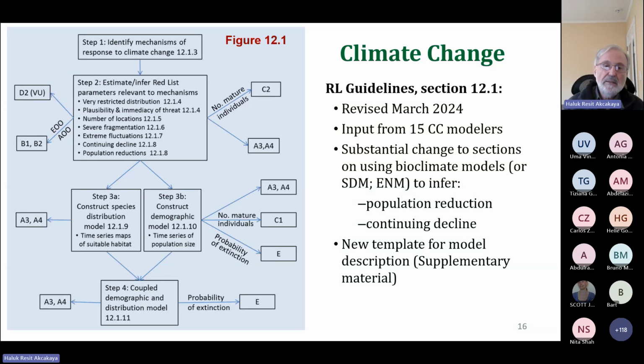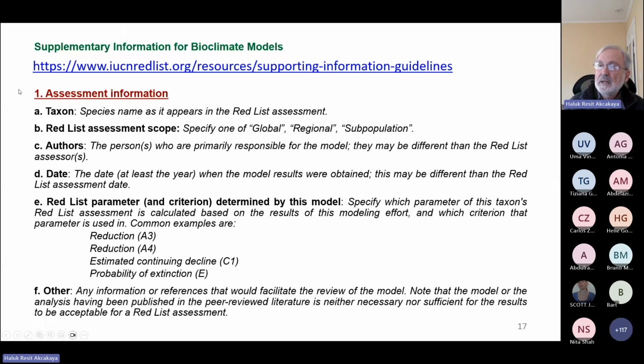Again, based on the input from these climate modelers, we also devised a new template for model description. I'll briefly go through the contents of that template that is now required for supplementary material that accompanies assessments that use climate change models and bioclimate models. So the first group of information is very basic in this supplementary information file. It's the taxon, the author's date, etc.